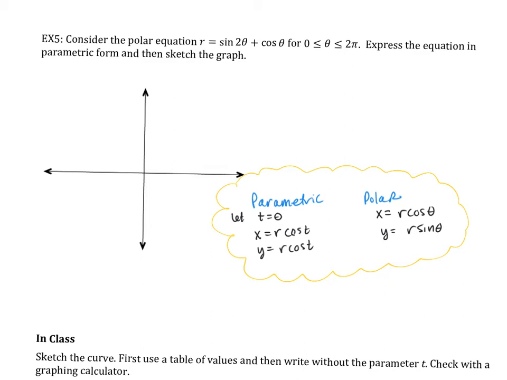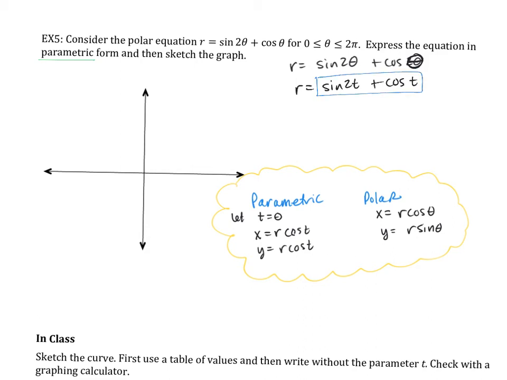So now our example is r equals sine of 2 theta plus cosine of 2 theta. But since we're going to try and rewrite this in parametric form, I'm going to replace my theta with t. Cosine of, oh, this is just a theta, I'll go ahead and fix that. So this would just be t. So there's our r.